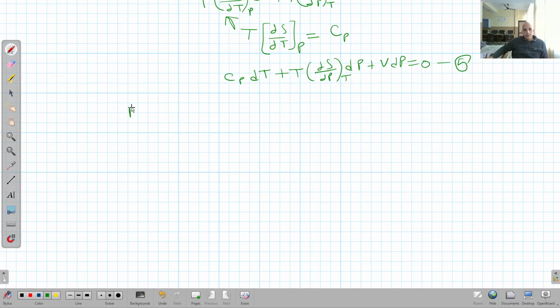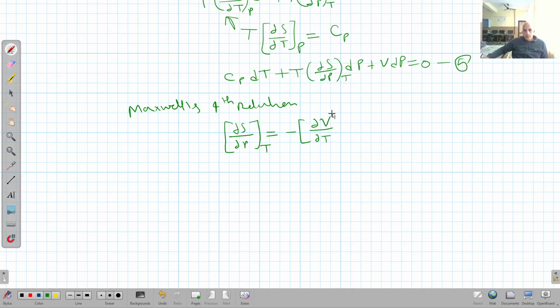Now we are going to utilize Maxwell's fourth relation. That is (∂S/∂P) at constant T is equal to minus (∂V/∂T) at constant P. It is P here, right? So this is Maxwell's fourth relation, and I am going to use this relation here.